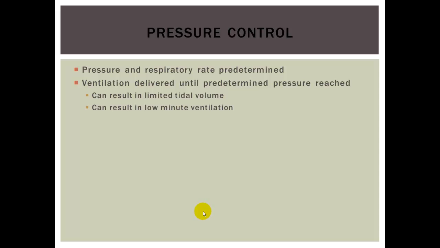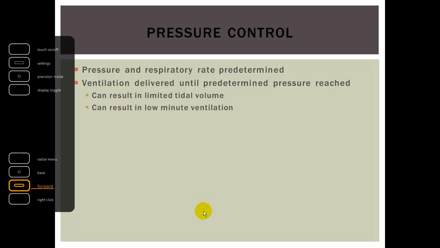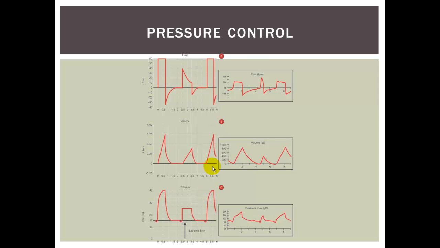Pressure control. Pressure and respiratory rate are pretty much predetermined on pressure control. Ventilation is delivered until the predetermined pressure is reached. And it can result in limited tidal volume, because we're not really working them off of the volume here, we're working them off of the pressure. It can result in low minute ventilations, and this would be the amount of flow that occurs over their lung tissue in a minute's time. And this is pressure control. These are initiated by the patient.